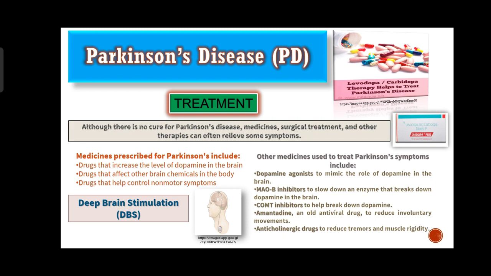DBS, or deep brain stimulation, is a surgical procedure that implants electrodes into part of the brain and connects them to a small electrical device implanted in the chest. This device and electrodes painlessly stimulate the brain in a way that helps stop many of the symptoms, such as slowness of movement and rigidity.